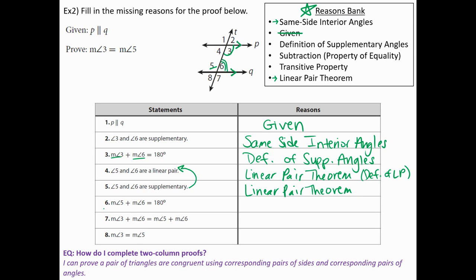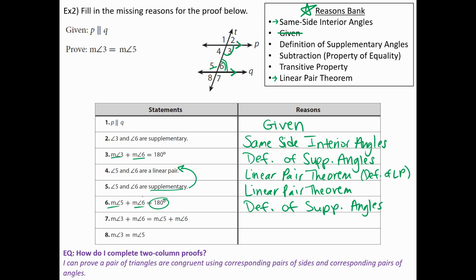Then number 6, we went from saying they're supplementary, and here we're going to say the measure of 5 and the measure of 6 add up to 180. That's going to be our definition of supplementary angles again. When we say they're supplementary, and then our next thing says they add up to 180, the reason we know they add up to 180 is because they were supplementary. Those are tied together.